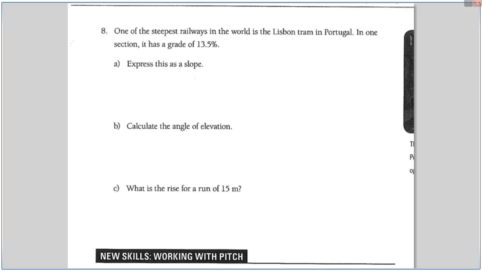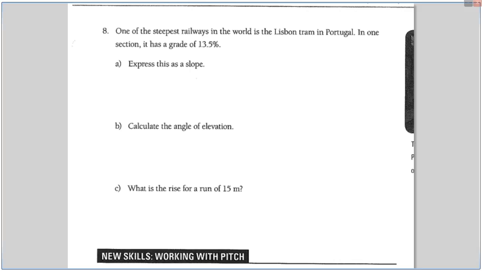Okay, so one of the steepest railways in the world is the Lisbon tram in Portugal. In one section, it has a grade of 13.5%. Express this as a slope. Okay, so like my friend over here said, percent is literally out of 100. What do you do with this? Literally divide by 100. Okay, so 13.5 out of 100. This is your slope. There's nothing to it. You just put the percentage out of 100, that's your slope.